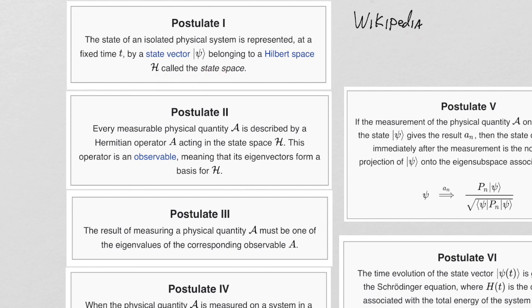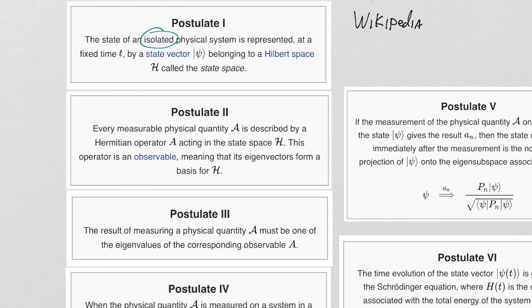So the first postulate we talked about in the first few lectures was: the state of an isolated physical system is represented at fixed time by a state vector. It's interesting the things they're worried about. They're worried about "isolated" because quantum mechanics doesn't look the same when you connect it to the environment. It becomes a bit more of a complicated story.